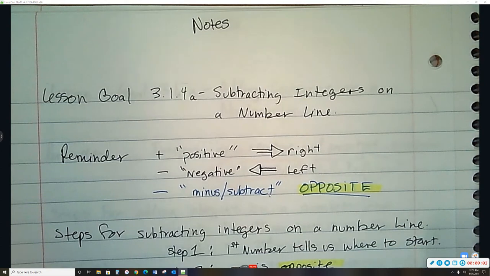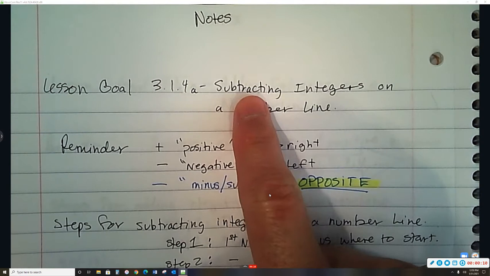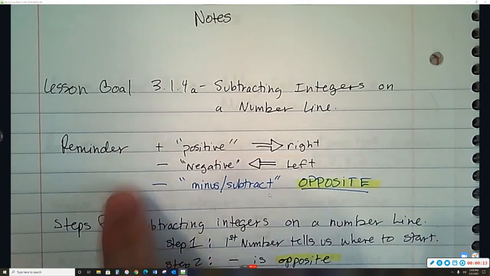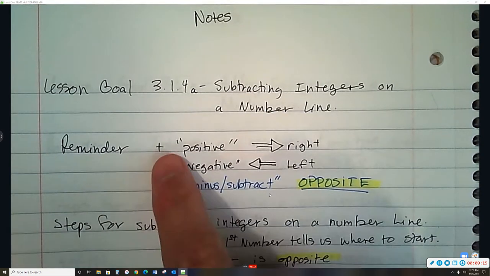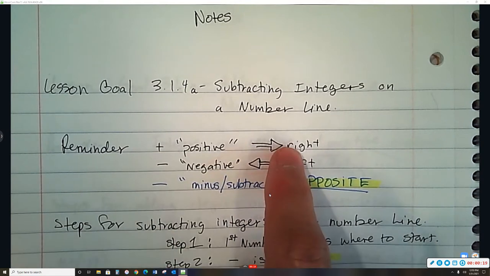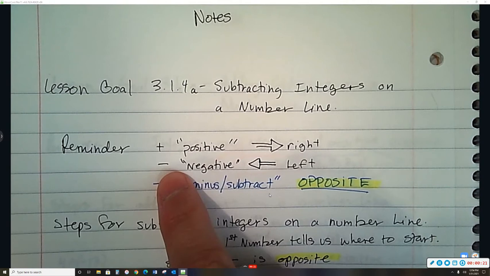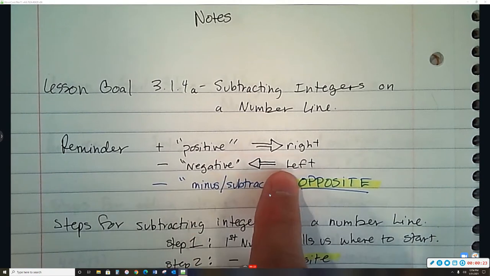Hey everyone, so today we have some notes, and last week we had notes on adding integers on a number line. This week we'll be subtracting integers on a number line, okay? And here I just have a couple reminders. Remember, when the number or the integer is positive, we move to the right. If the integer is negative, we move to the left.